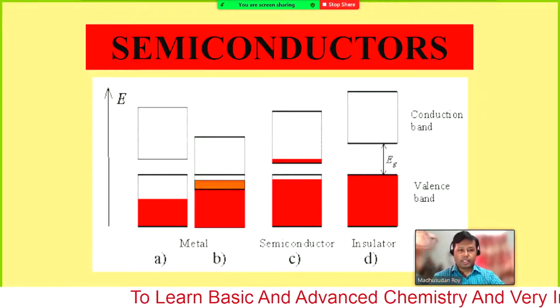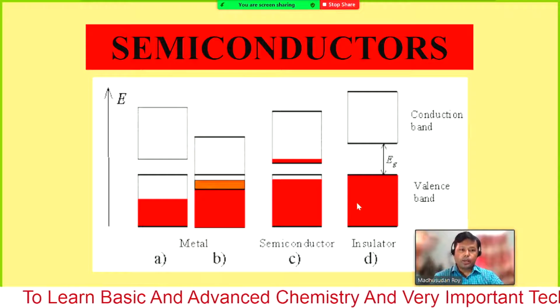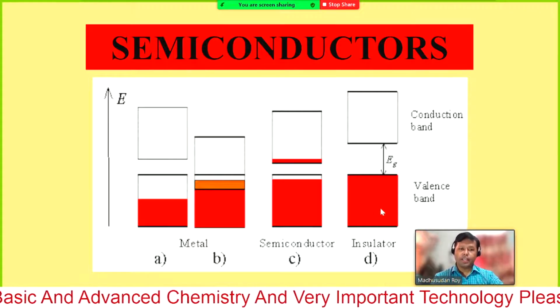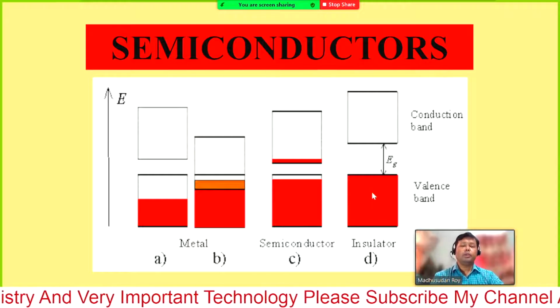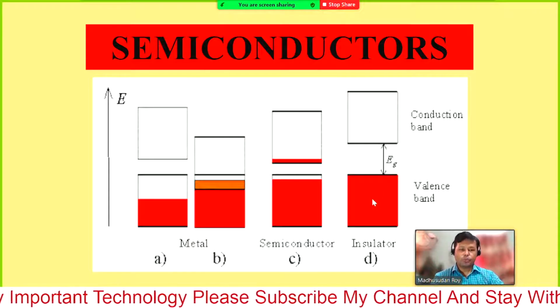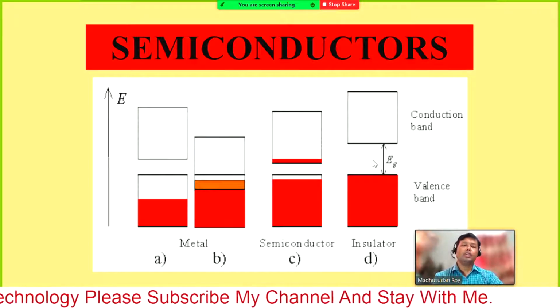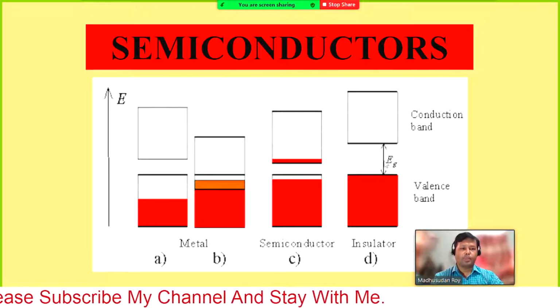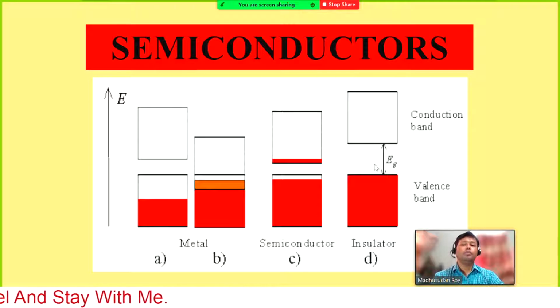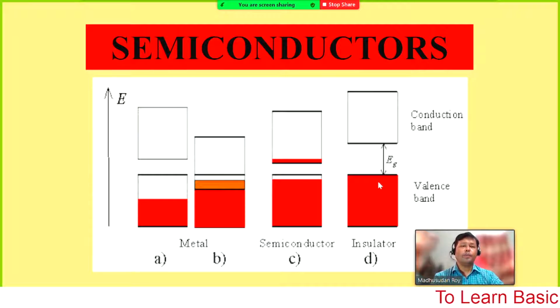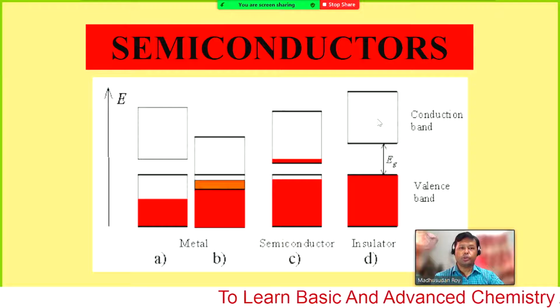So we can say from here, the valence band is completely filled and the conduction band is completely empty, and the energy difference between the valence band and conduction band is quite large. This is the band gap. We will consider the energy difference between the valence band and the conduction band as the band gap. So the band gap between these two bands is very large in case of an insulator, so their electrons cannot be transferred from the valence band to the conduction band.